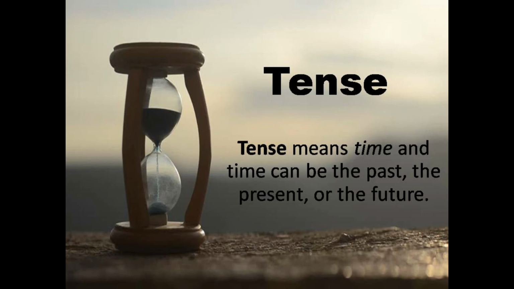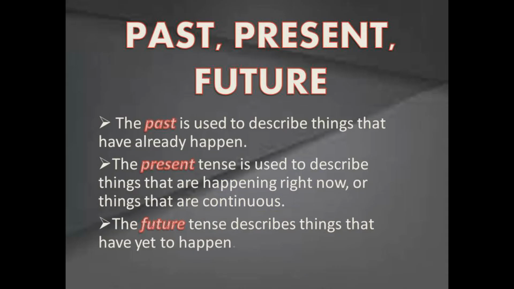So tense means time. And time can be the past, the present, or the future. We will tackle the meaning of present, past, and future. So let's go to the next slide. Past, present, future. The past is used to describe things that have already happened, or happened a while ago, or a month, a day, or a week before the present.